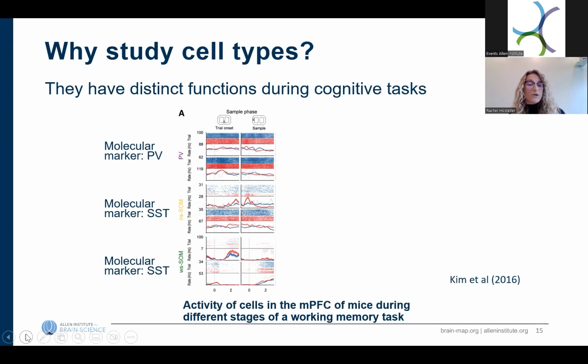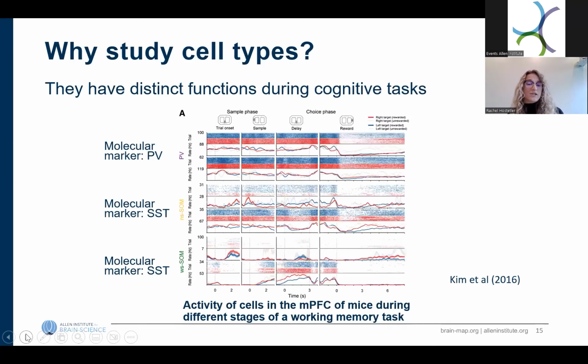And as we click through the different stages of the experiment, so these are different parts of the maze. So again, the mouse has to go through the maze, remember the pathway it took, and then repeat the maze, but by going the opposite direction. And during these different stages of the task, you can see that we have different levels of activity between our PV cells and our SST cells.